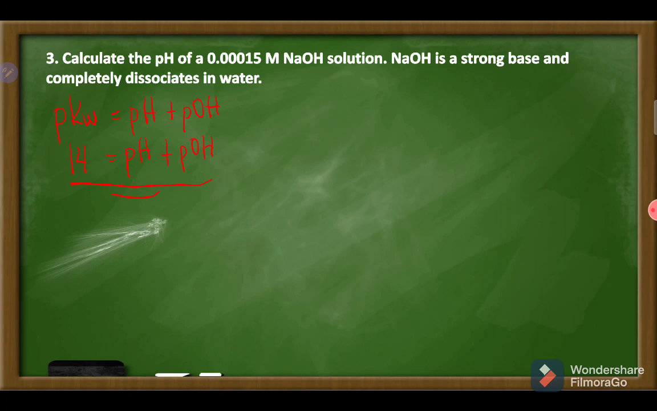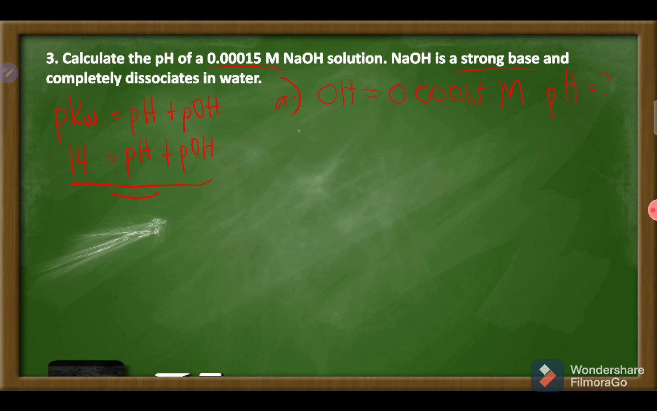Now, let's write the given. We have letter A, the value of NaOH. Since it is a strong base, we have here the OH. This will be the OH value, which is equal to 0.00015 molarity. Next, we are going to solve for the pH.